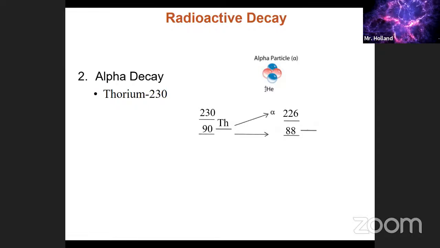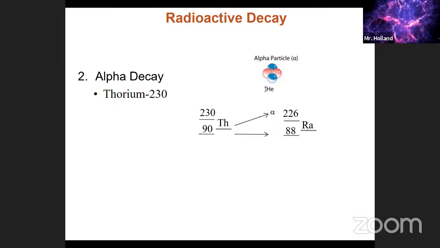Radium. Good. Ra is the symbol. And that's what we put on the line to show the radioactive decay of thorium-230. It becomes radium-226 as it tries to become stable.